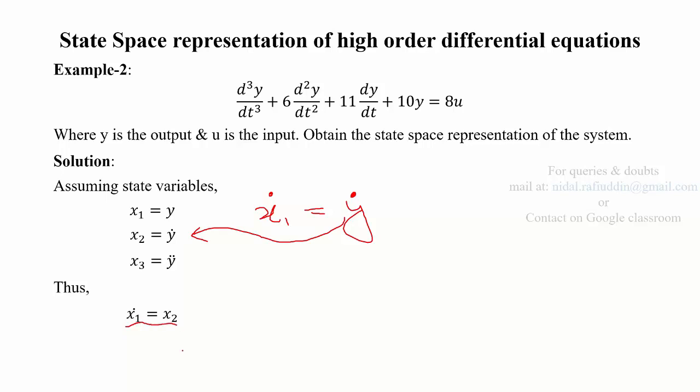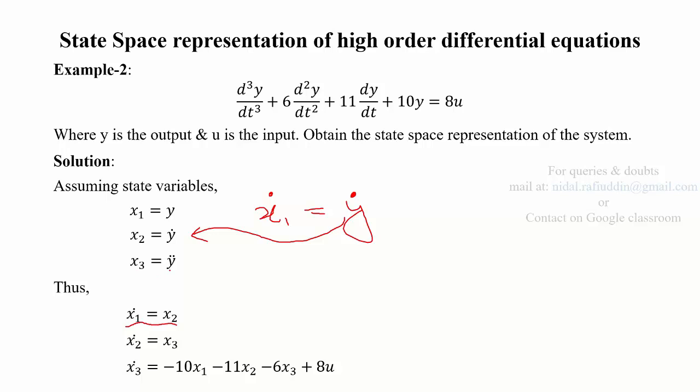Similarly, we write x2 dot equal to x3. Since x2 dot is nothing but y double dot, and x3 is assumed to be equal to y double dot, hence x2 dot is equal to x3. Why we have written this will be clear from subsequent steps. And now you have x3 dot, which is equal to y triple dot.